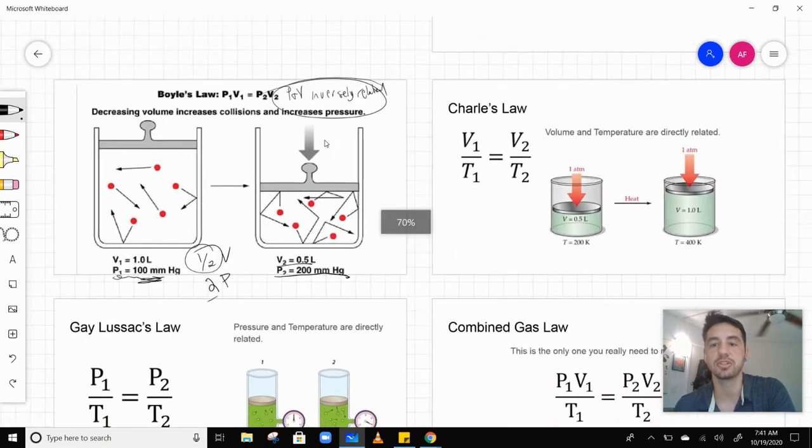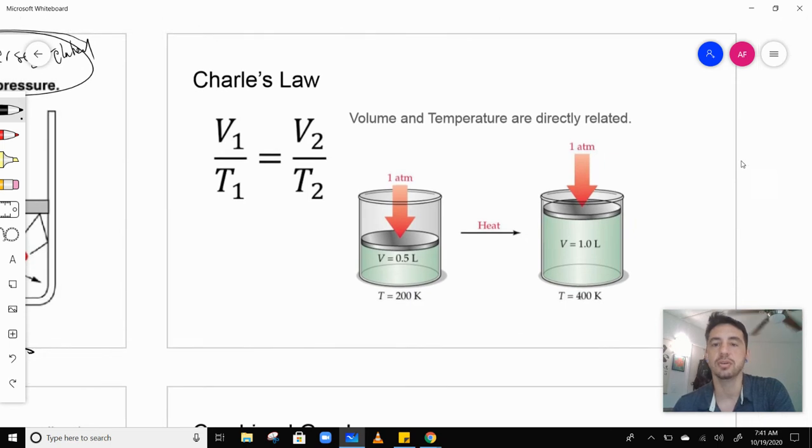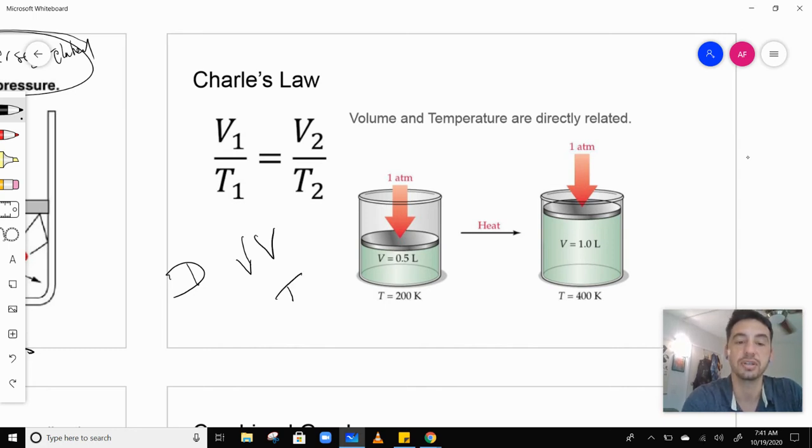The next one, Charles' law, relates volume and temperature. Charles' law says that volume and temperature are directly related. So if we decrease volume, so volume goes down, temperature should go down.